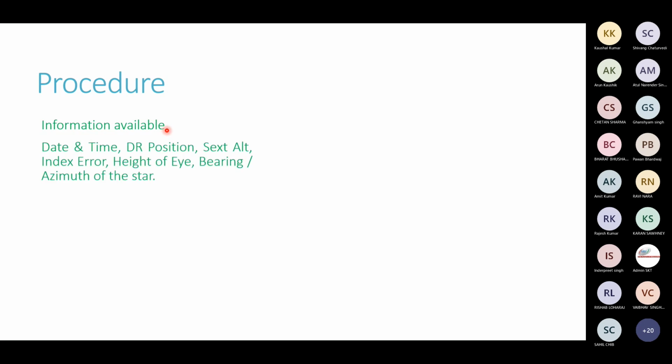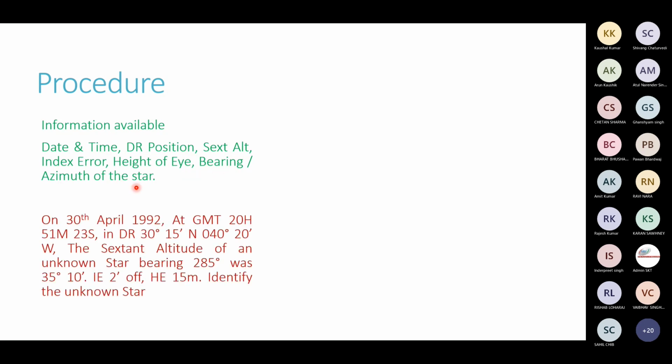So once again, I'm just noting down the information available so that it's there on the screen and you can see it all the time. The information available to us: the date and time, DR position, sextant altitude with index error and height of eye, the bearing or azimuth of the star, and this is the question which we are looking at.